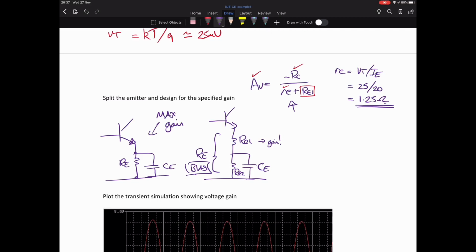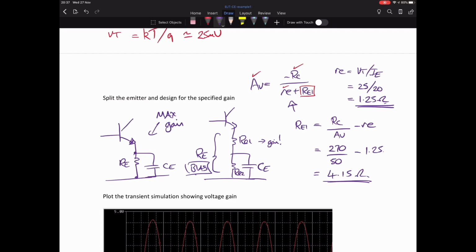If we rearrange that expression, we cross-multiply RE plus RE1 and AV. So we can write RE1 is equal to RC, the collector load resistance, divided by AV, minus RE. Notice the minus sign on RC is gone because I'm just using the magnitude of AV. So I've got 270 over 50, minus 1.25. That gives me a resistance of 4.15 ohms, I think. Yes.